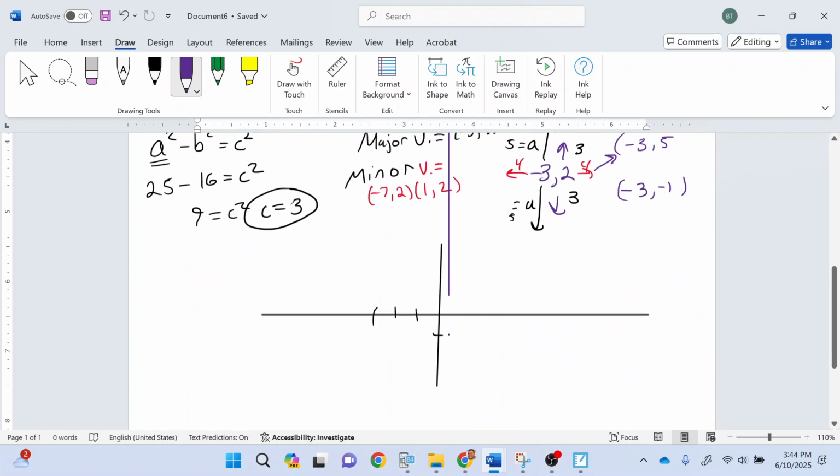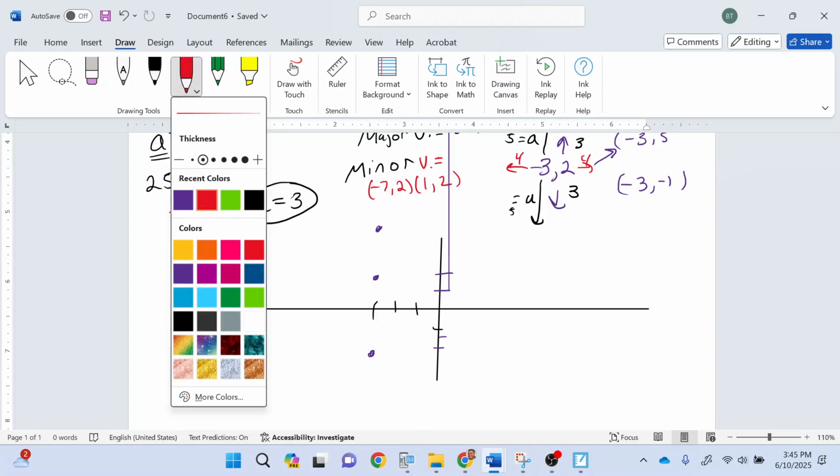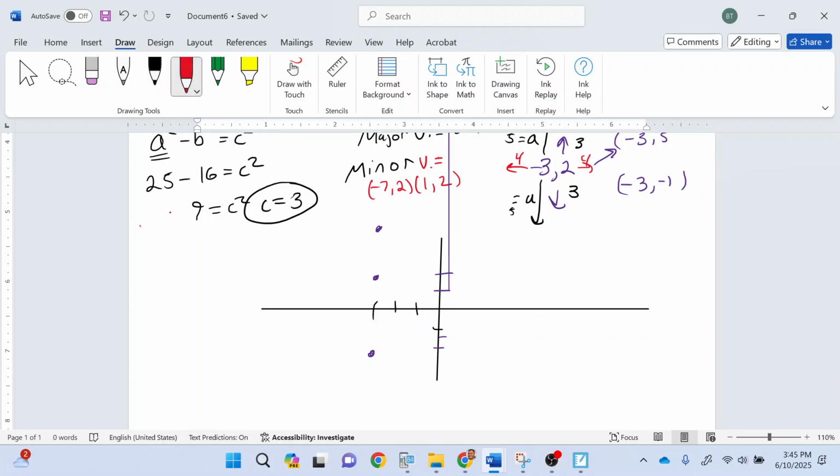So negative 3 comma 2 should be up here. So I'm going to go up to negative 3 comma 7, down to negative 3 comma negative 3. And then my minor vertices are going to be, in this case, plus or minus 4, so negative 7 over here and positive 1 over here. So I make a general oval shape.